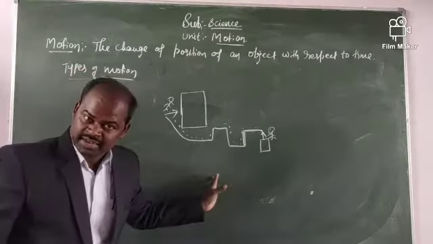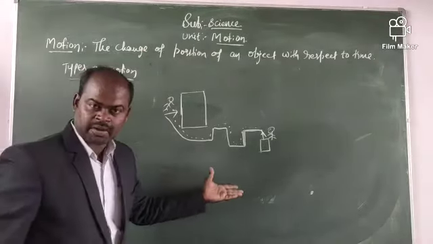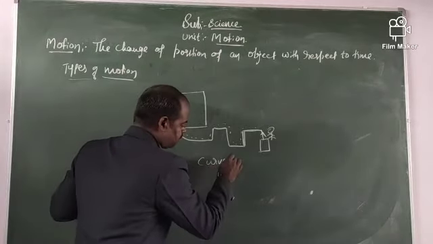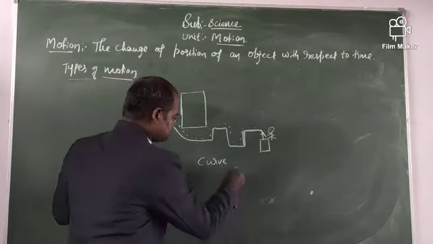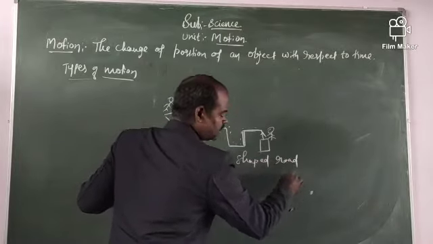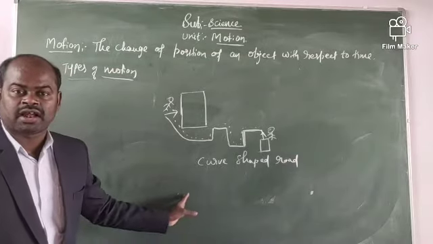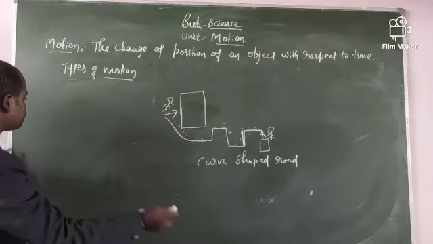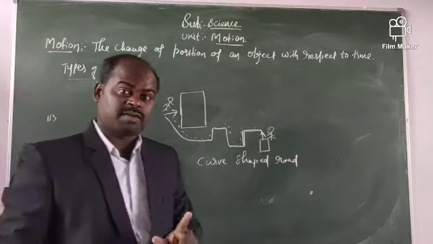Here, is this a straight line, children? Is this a straight path? No. What type of path is this? This is a curve shape, just like a curved road. Got it? Such type of motion is called curvilinear motion. That is the second type of motion. Then what is the first type of motion?